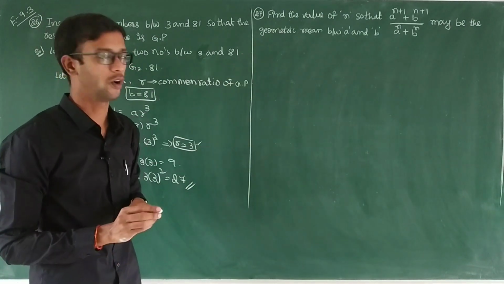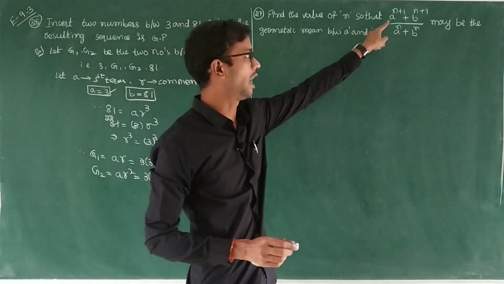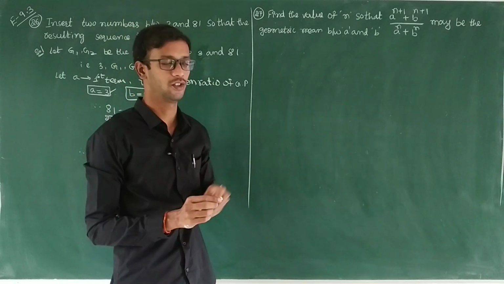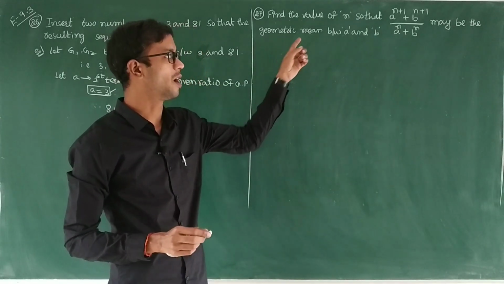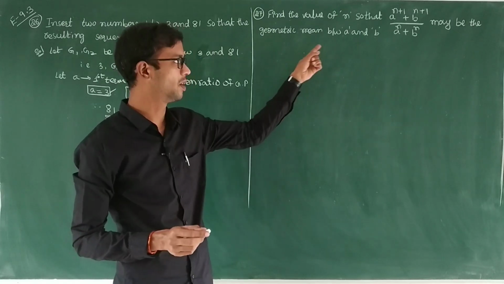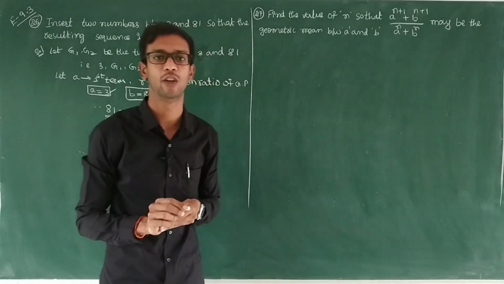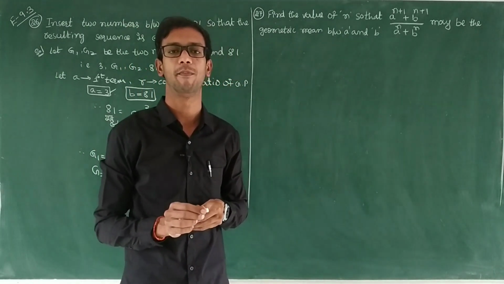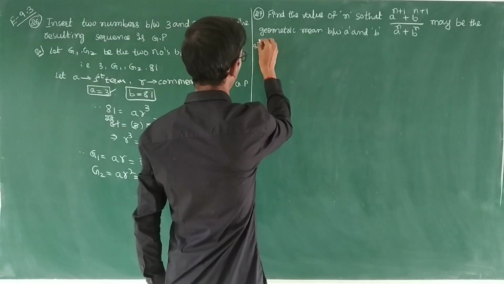Next step, problem number 27. Find the value of n so that a power n plus 1 plus b power n plus 1, divided by a power n plus b power n, may be the geometric mean between a and b. So what is the geometric mean? Already we know if a and b are two numbers, then the geometric mean of the two numbers is root of ab. So I'll write that here.